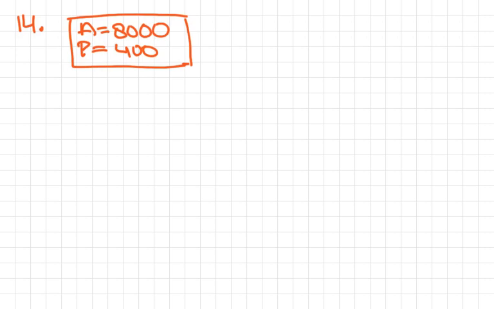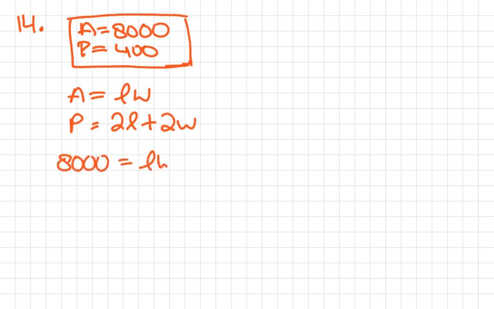I already know some formulas for area and perimeter, so I'm going to write those down. So area equals length times width, and perimeter is 2 length plus 2 width. Now I'm going to replace A and P with those numbers in the box up here. So I have 8,000 equals length times width, and 400 equals 2 length plus 2 width. Now I'm going to number these as 1 and 2.